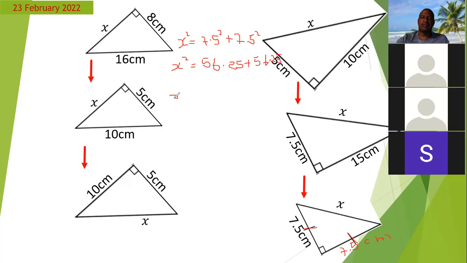Add those now, what do you get? So you get 113. And so the square root of 113 gives you what? Eleven. All right, so x is equal to 11 centimeters.